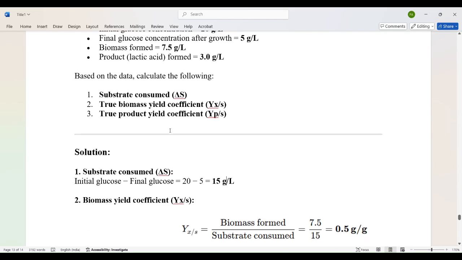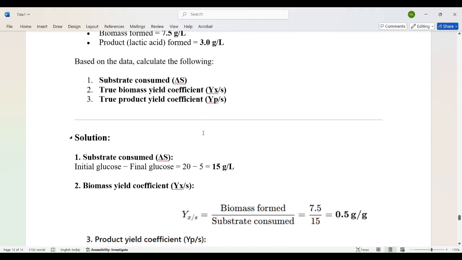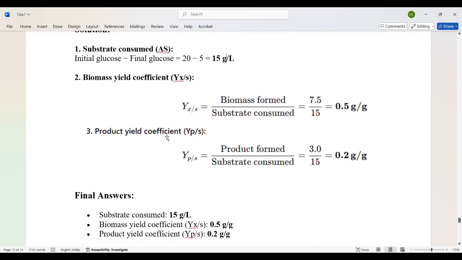The next we need to calculate is the true biomass yield coefficient. So biomass yield coefficient Y X/S. Y is yield, X is biomass, S is substrate. Utilize the same to formulate your formula, that is biomass formed divided by substrate consumed. So if I can explain, per unit substrate consumed, how much biomass is formed. This is what the biomass yield coefficient is. I hope this is clear.